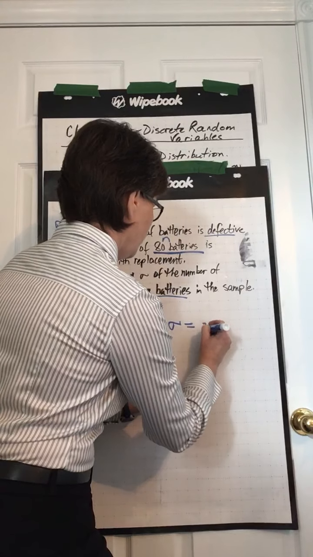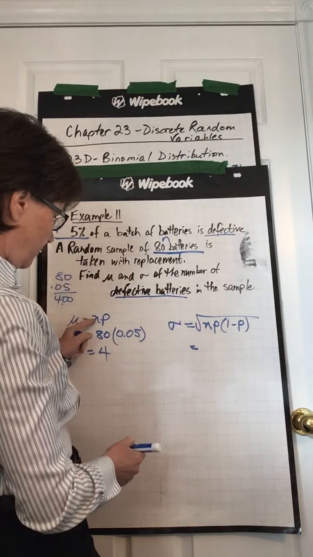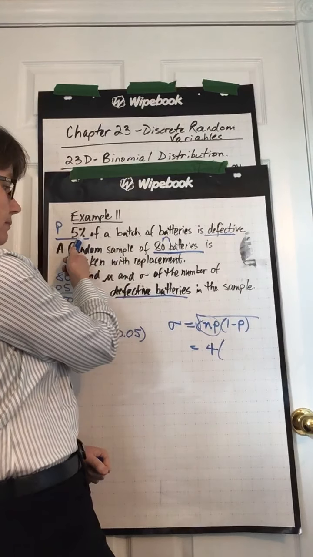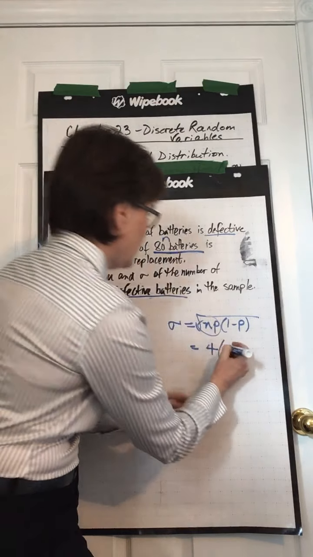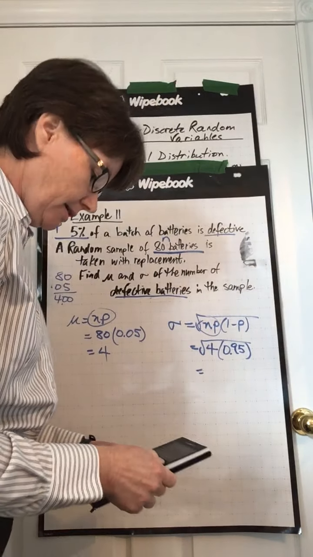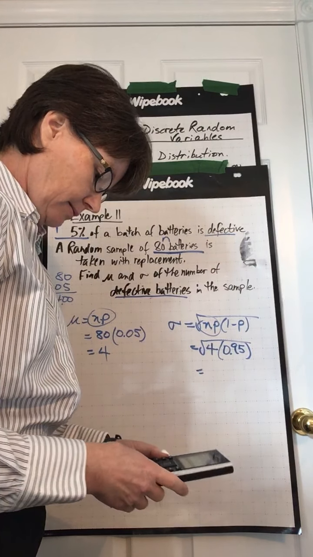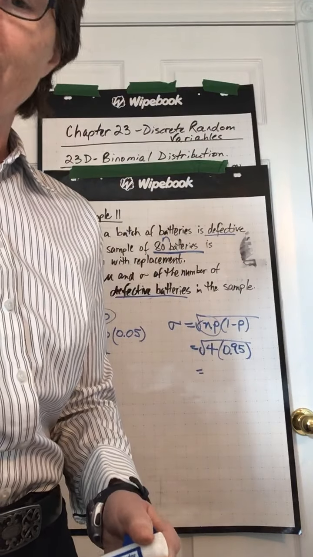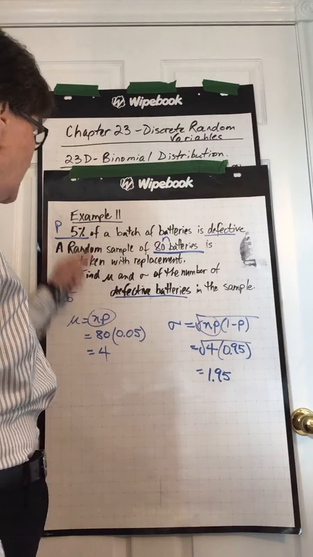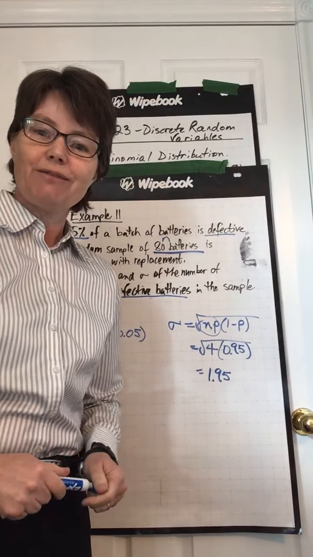Okay, standard deviation. n times p we already figured out over here. Okay, so we could just put 4 there. 1 minus p, so 1 minus probability of success, so that'd be 0.95. And then square root it. Let's do this on a calculator. Rounded properly, 1.95 is the standard deviation. So we would expect 4 of those 80 batteries to be defective, and the standard deviation is 1.95. There we have it.